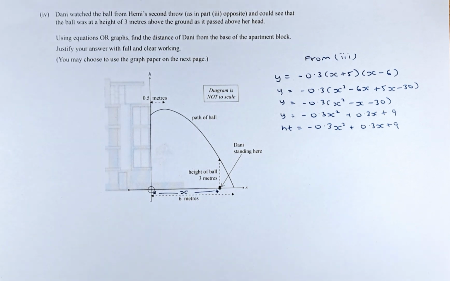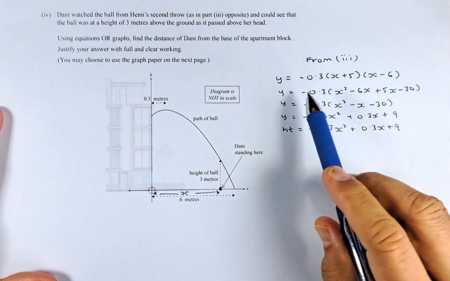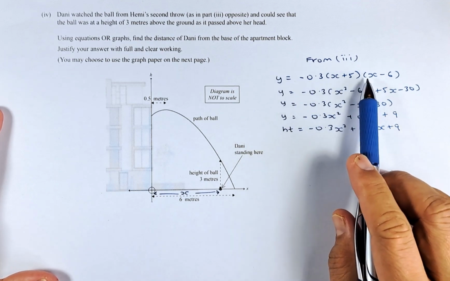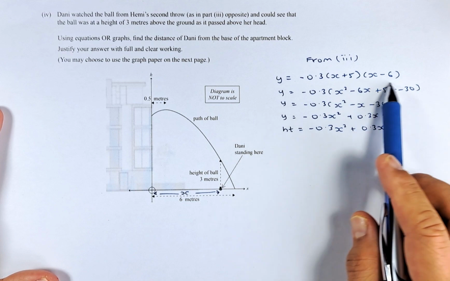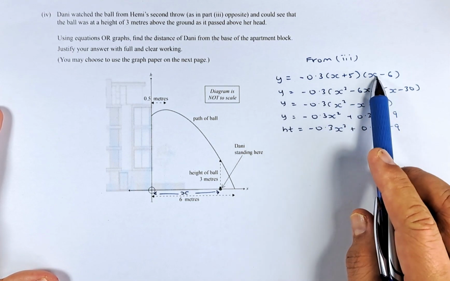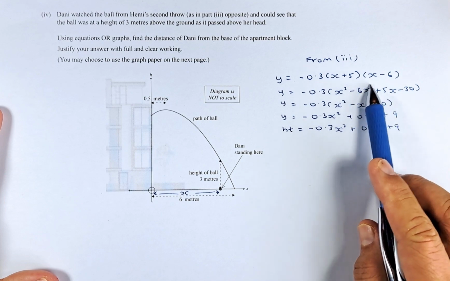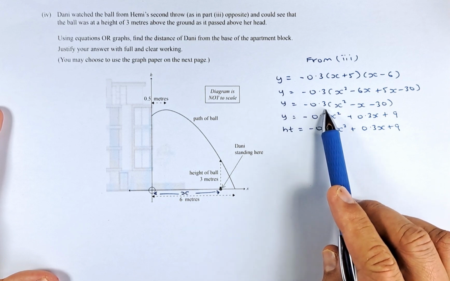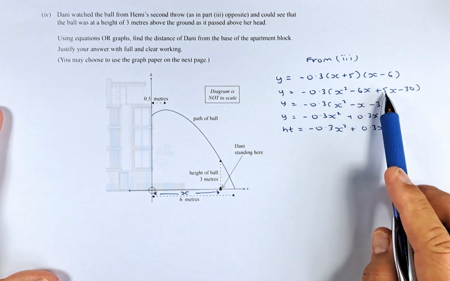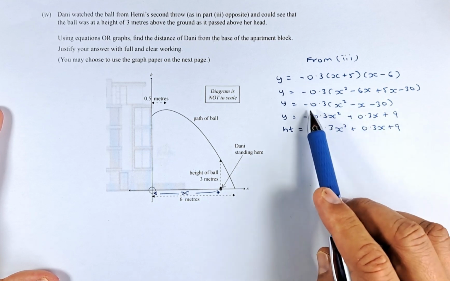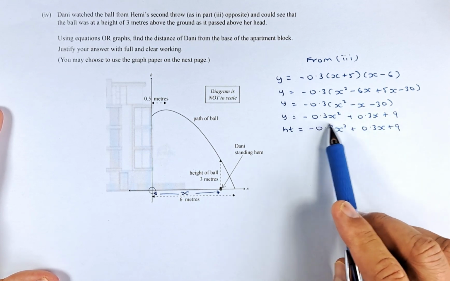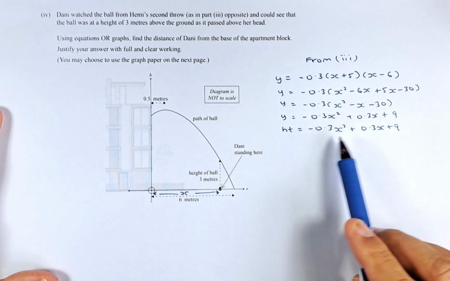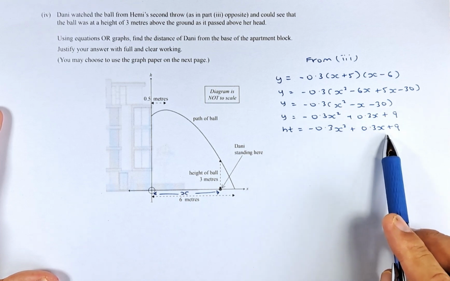Okay, so now we shall go back to part 3, because this question is part 3. The equation of this line was y, or height, equal to minus 0.3 (x + 5)(x - 6). When you expand it, it's going to be minus 0.3, x times x squared, minus 6x plus 5x minus 30. Then you are going to simplify the like terms: minus 6x plus 5x is minus x, minus 30. And then we're going to expand it: minus 0.3 x squared plus 0.3x plus 9. Now, you know that the height is this equation, minus 0.3 x squared plus 0.3x plus 9.